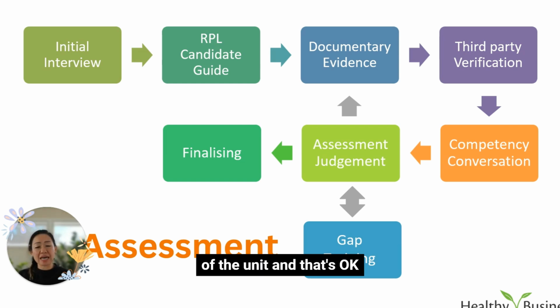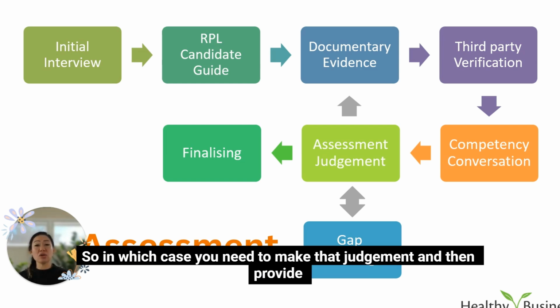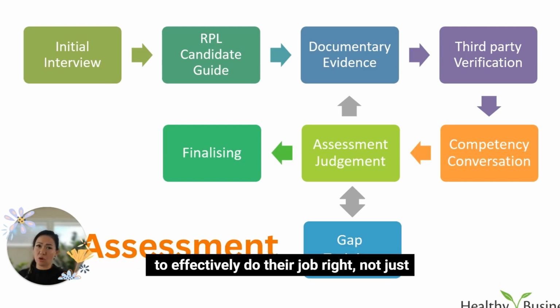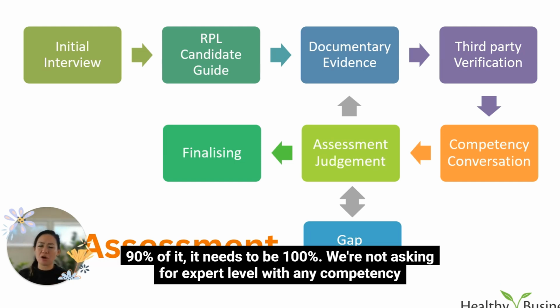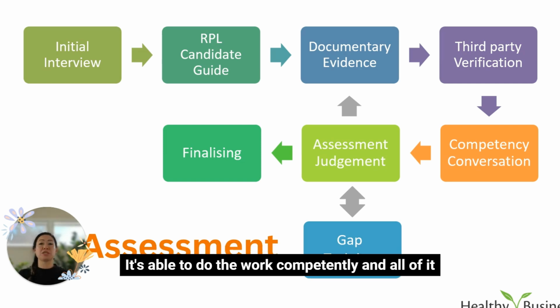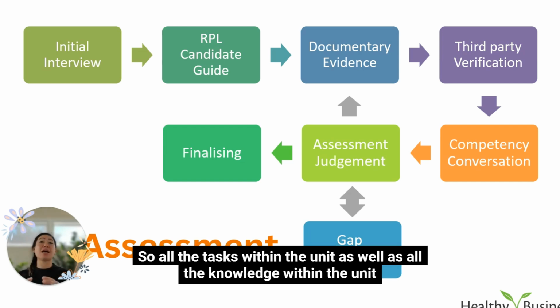And that's okay. In which case, you need to make that judgment and then provide them with some gap training. That's all it is, because you want to send them on their merry way with everything that they need to know to effectively do their job, right? Not just 90% of it. It needs to be 100%. We're not asking for expert level. With any competency, it's not about being an expert. It's being able to do the work competently and all of it, right? So all the tasks within the unit as well as all the knowledge within the unit, they need to know.